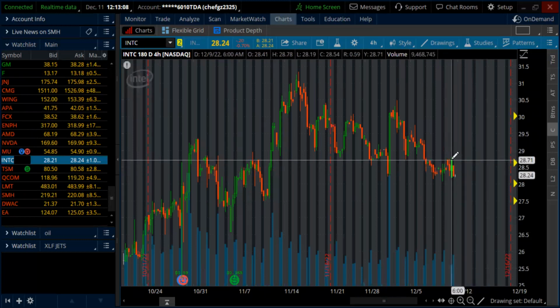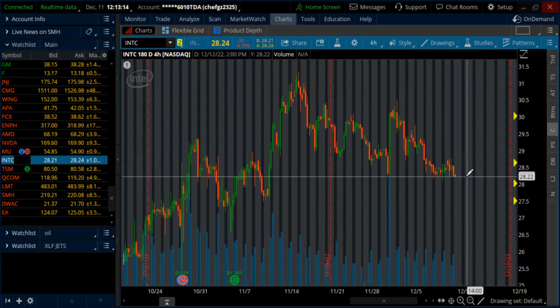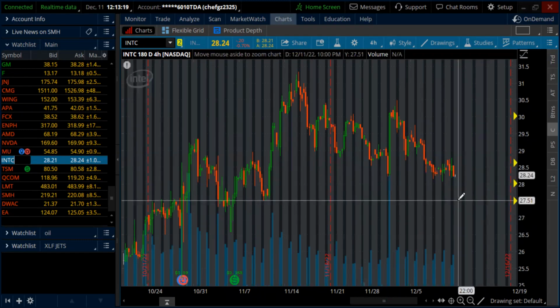Okay, so here's another ticker real quick. Over 28.50, I am long on INTC. Below 28.20, or whatever the pre-market is going to be, a nice short.